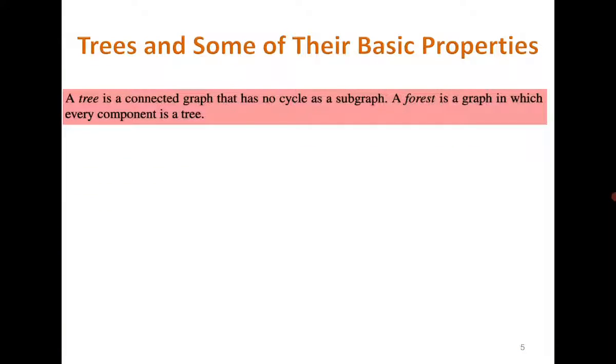So a tree is a connected graph which has no cycles, and a forest is a graph where every component is a tree. If there is only one component, then of course it is only a tree. If it has more components, then it is a disconnected graph where each component is a tree. So a forest is a tree, but a tree is not a forest.